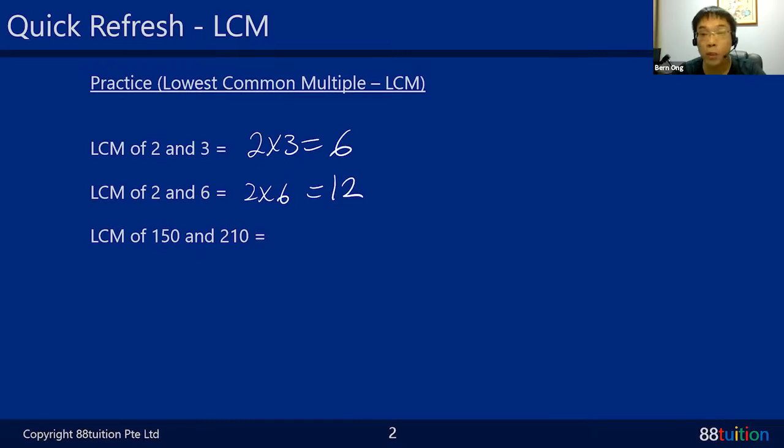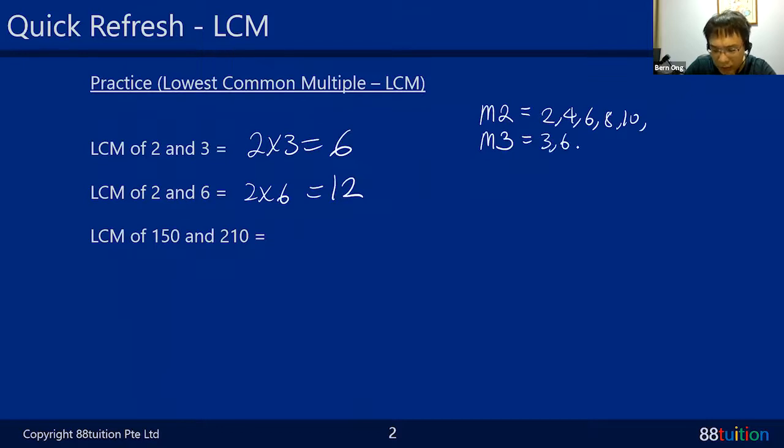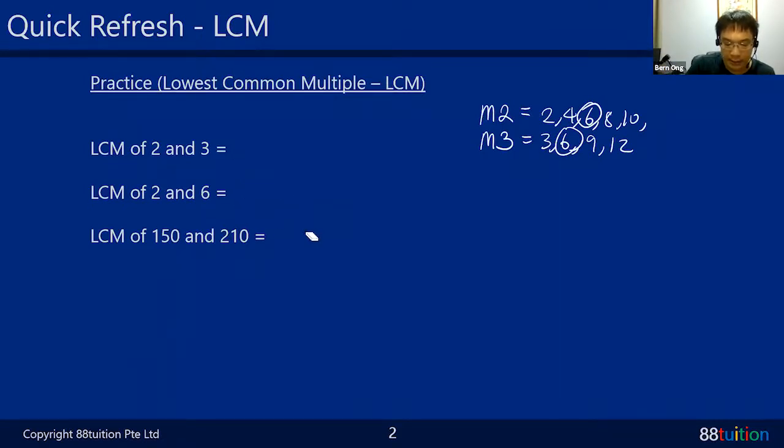When we talk about the lowest common multiple, you're supposed to think of the multiples of 2. M2 means multiples of 2, and M3 means multiples of 3. So for the 2 timetable, you list out 2, 4, 6, 8, 10. For the 3 timetable, 3, 6, 9. Sure, 6. 6 is not only a common multiple, it is the lowest common multiple. That's why the answer is 6 here.